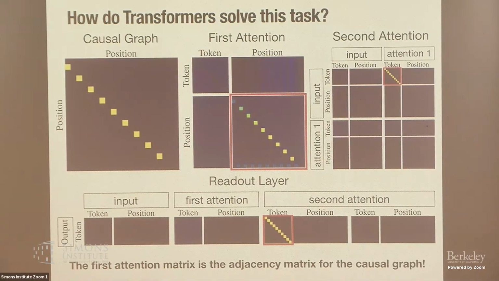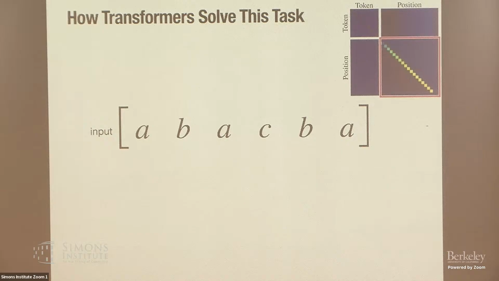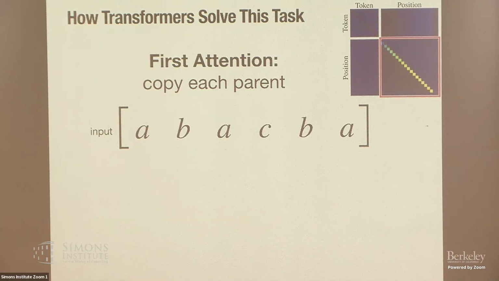So in general, we ran this experiment for many different DAGs, and we found that the position part of the first attention matrix is the adjacency matrix of the causal graph of the DAG. This is the same thing for a random DAG. Okay, so what is the mechanism by which the transformer is doing this? First of all, it uses the first attention, which tells it the graph structure.